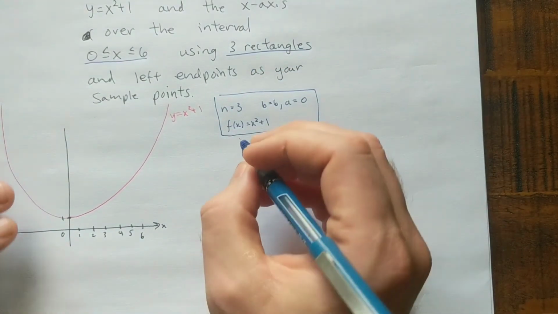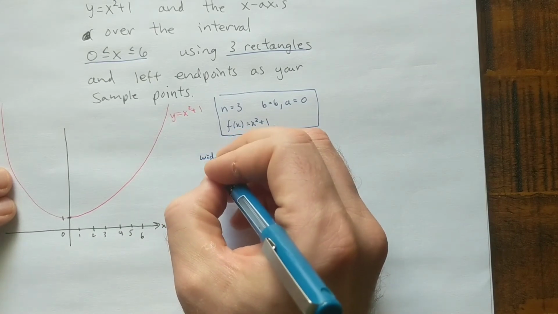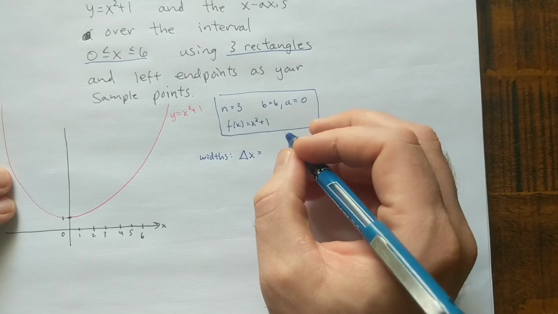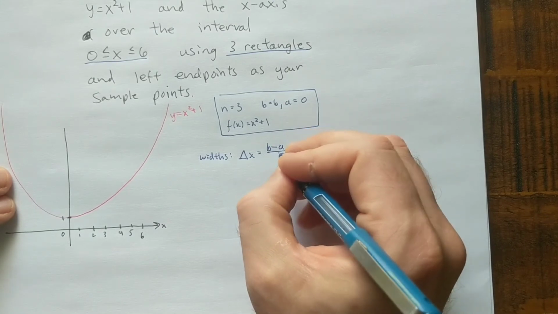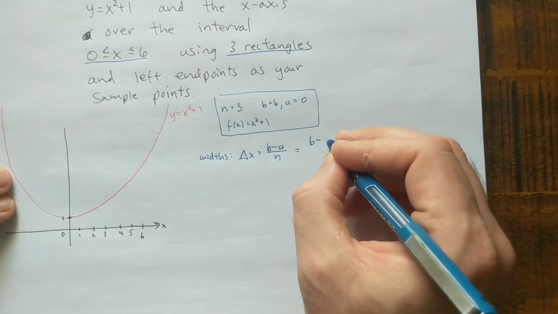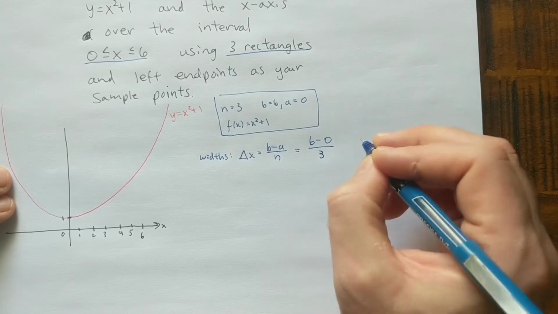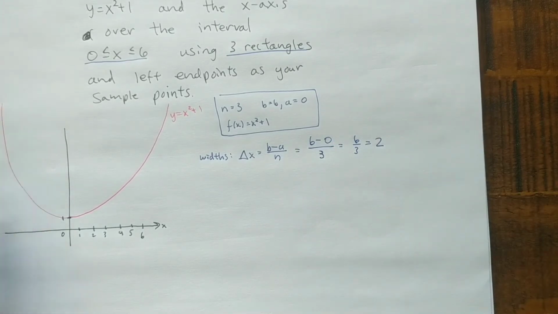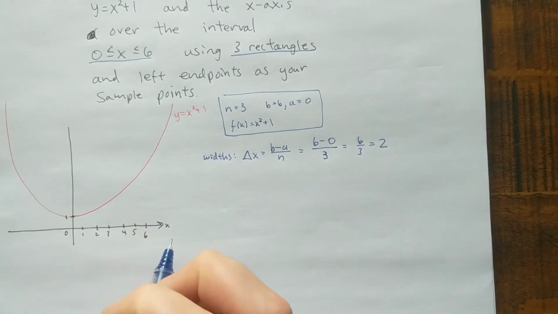So first let's start with computing the widths. All the widths are going to be given by delta x, and it's b minus a over n, which in this case is 6 minus 0 over 3. So that's 6 over 3, which is 2. So the width of all of our rectangles will be 2. So we can go ahead and put those in here.